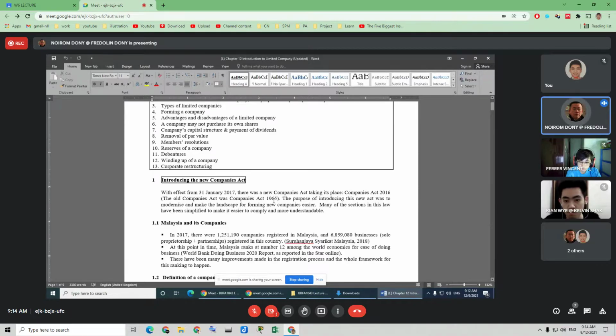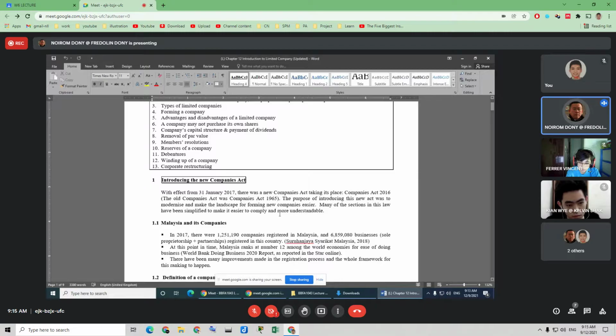You know how many years gap? So now we have a new one. So the purpose of introducing this new act was to modernize and make the landscape for forming new companies easy. So many of the sections in this law have been simplified to make it easier to comply and more understandable. Okay, so that is telling us why we have shifted from the old Companies Act 1965 and now we have Companies Act 2016, because of a few reasons.